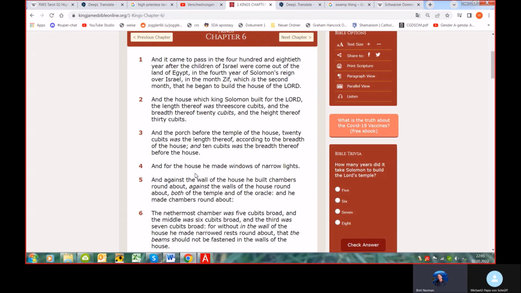And it came to pass in the 480th year after the children of Israel were come out of the land of Egypt, in the fourth year of Solomon's reign over Israel, in the month Ziv, which is the second month, that he began to build the house of the Lord. And the house which King Solomon built for the Lord, the length thereof was threescore cubits, and the breadth thereof twenty cubits, and the height thereof thirty cubits. And the porch before the temple of the house, twenty cubits was the length thereof, according to the breadth of the house, and ten cubits was the breadth thereof before the house.